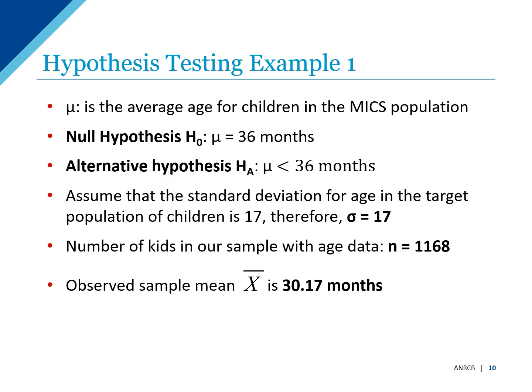Returning to our example, we set mu to the average age in months of children in the mixed population. Our null hypothesis is that mu is 36 months, and our alternative hypothesis is that mu is less than 36 months. We'll assume that the standard deviation for age in the population of children is 17. Therefore, sigma is 17. We have 1,168 kids in the sample with data for age in months, and our observed sample mean age, or X bar, that we've calculated is 30.17 months.